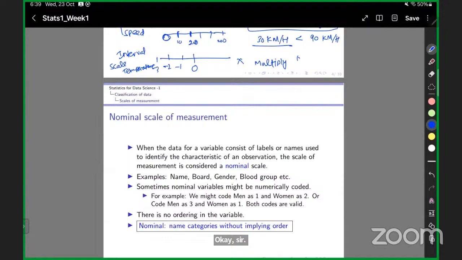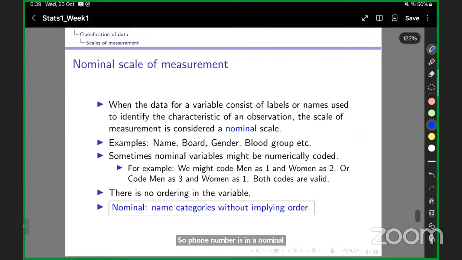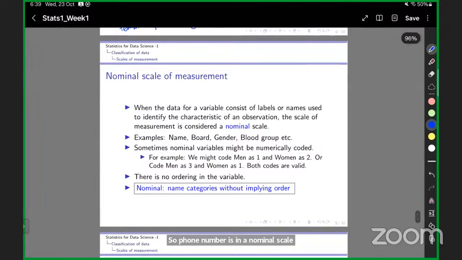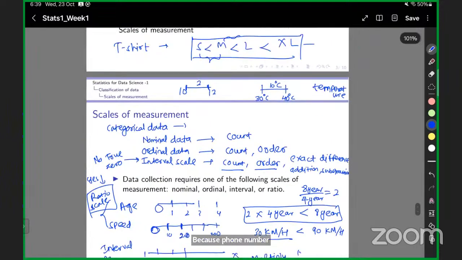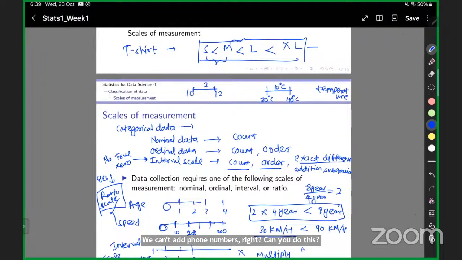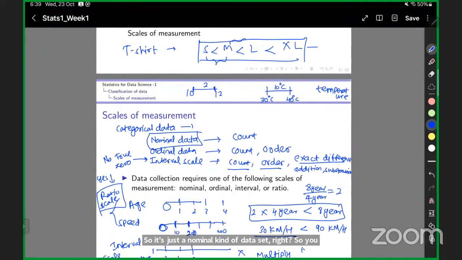Phone number is a nominal scale, categorical. We can't add phone numbers. Can you find the exact difference between two phone numbers? It doesn't make any sense. Can you order them? Is your phone number higher than mine? No, we can't order them either. So it's just nominal data. You have to think like this: can you order them, count them, find a difference between them, take ratios of different samples in the data set? From there you can figure out the scale of measurement.